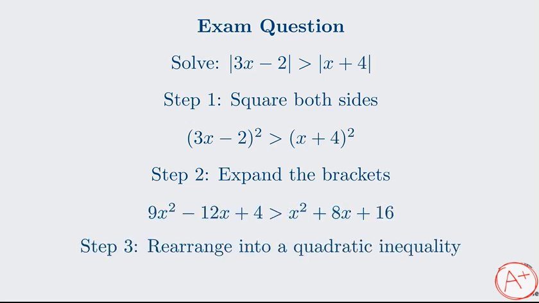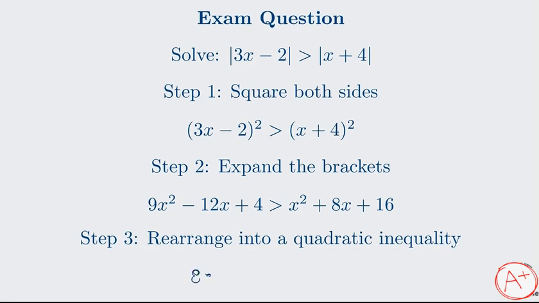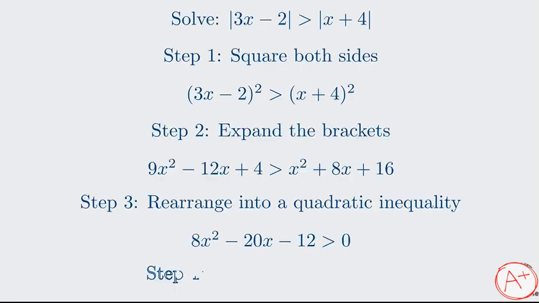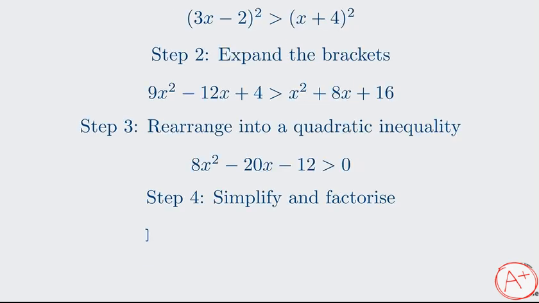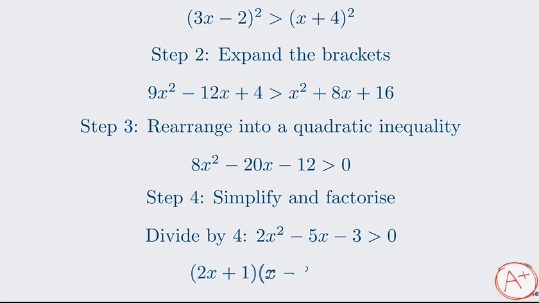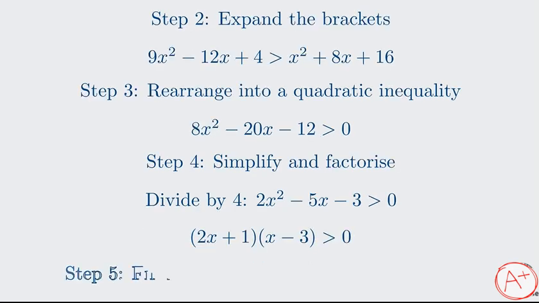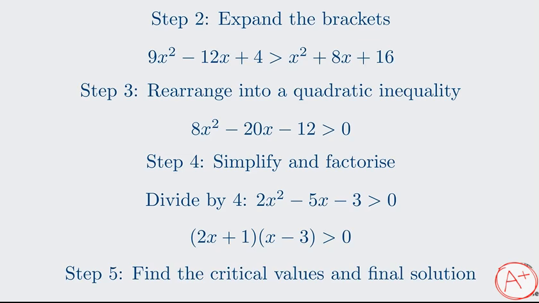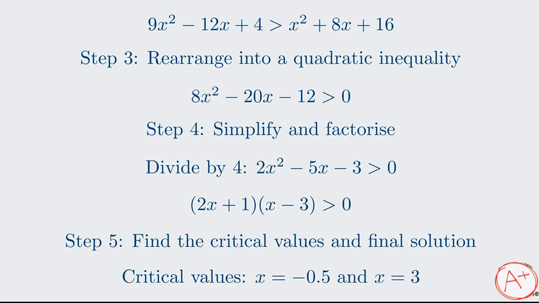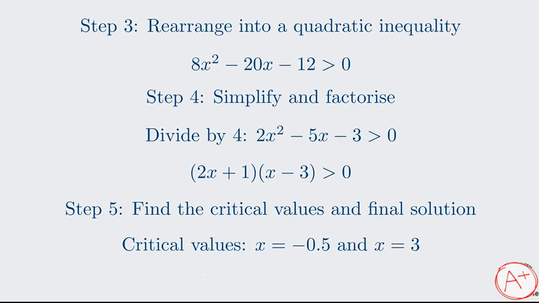Bring all terms to the left side. Notice 9x squared minus x squared gives 8x squared, and -12x minus 8x gives -20x. Dividing by 4 makes the quadratic easier to factorize. We look for factors of 2x squared and -3 that add to -5x. Since the coefficient of x squared is positive, the parabola opens upwards. We want the outer regions where the graph is above the x-axis. Therefore, our final solution is x is less than -0.5, or x is greater than 3.